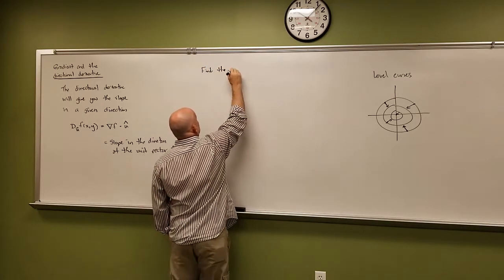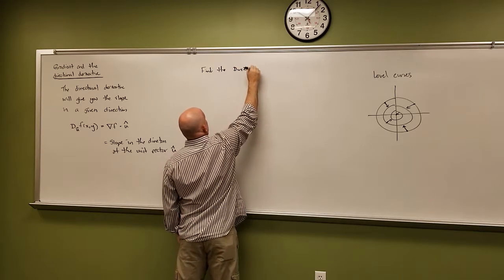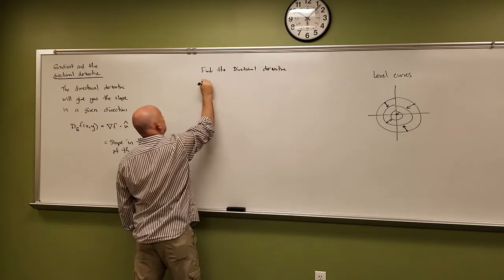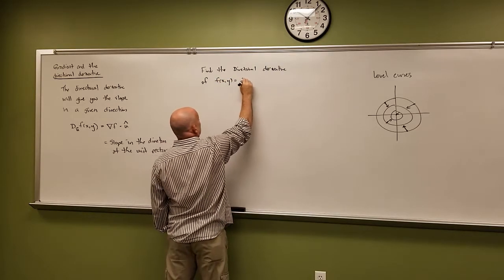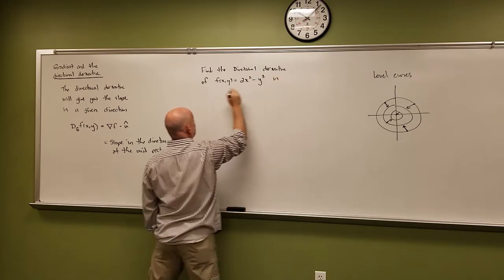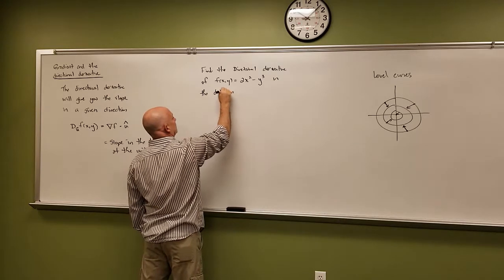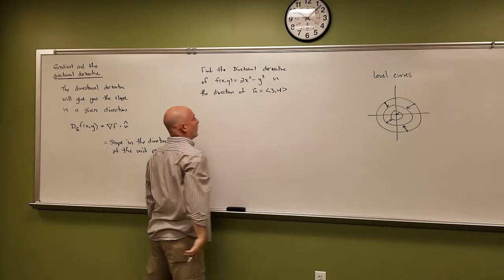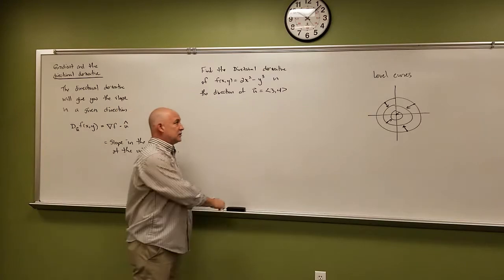Find the directional derivative of f of x and y is equal to 2x squared minus y cubed, and the direction of 3, 4. Okay, so first off, let's see what this actually entails.